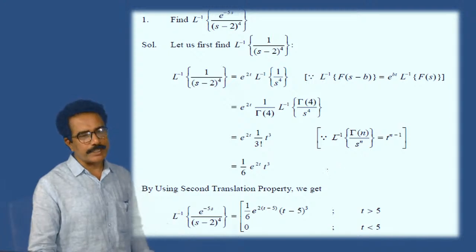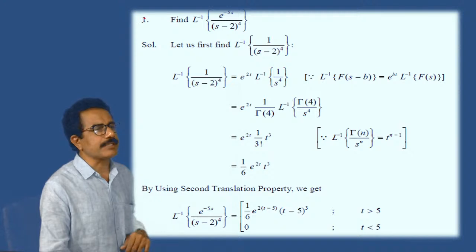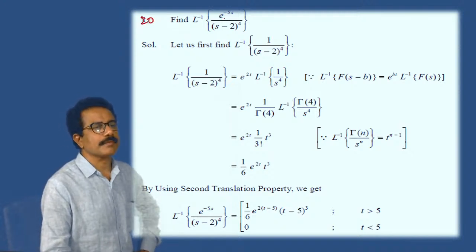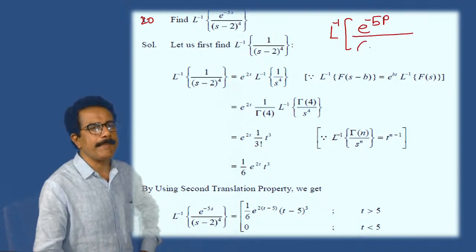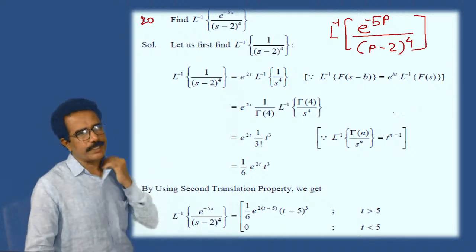Next we shall move towards the next problem, and this is the last problem. This is actually problem number 20. Find L inverse of e raised to minus 5p divided by p minus 2 bracket raised to 4. This is our aim, to find the solution.